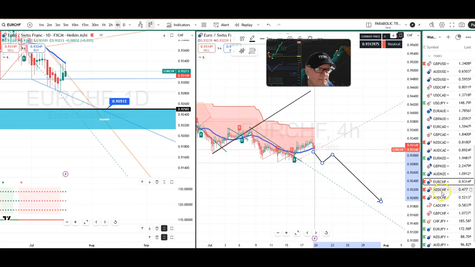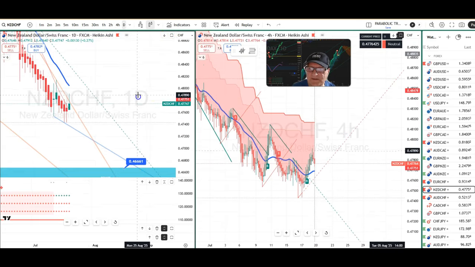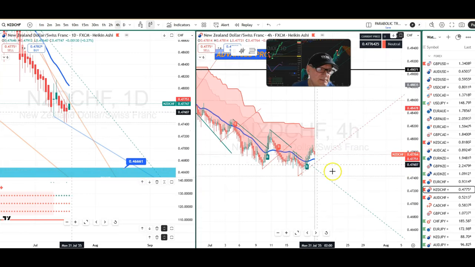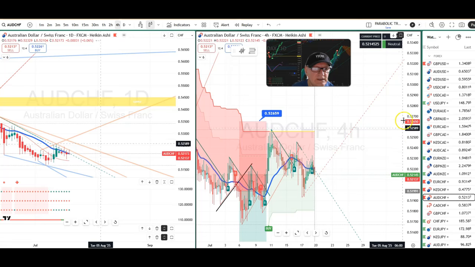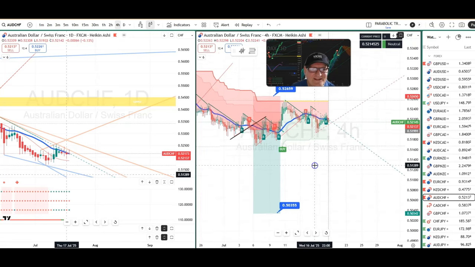Not seeing that yet. New Zealand Swiss is parabolic to the downside. All the sellers are in, heading 46.66. Wait for the break. Same situation. Aussie Swiss. I've been very patient with this one as well. Sitting on this for like 2 or 3 weeks and nothing's going on. So I'm waiting for this to break down.